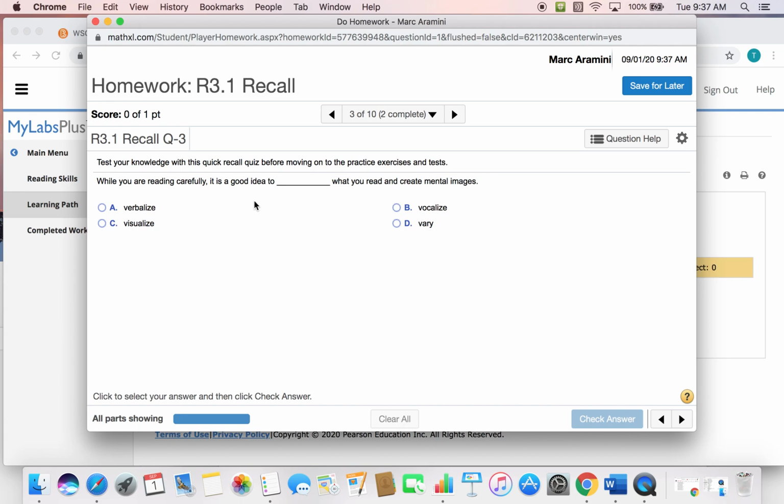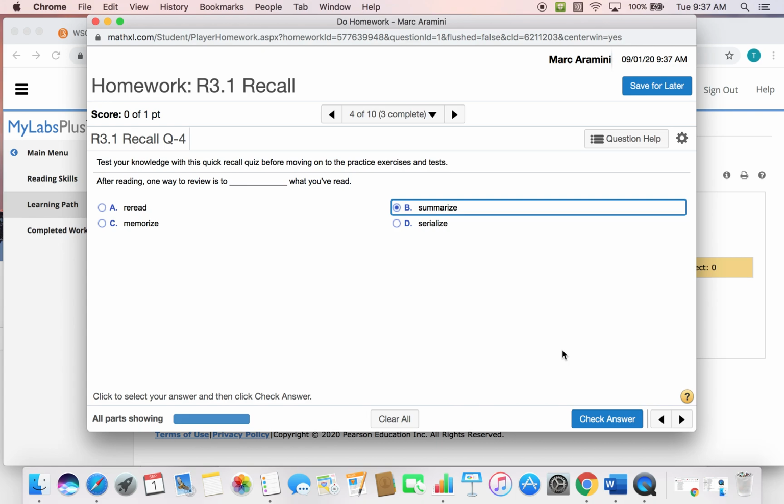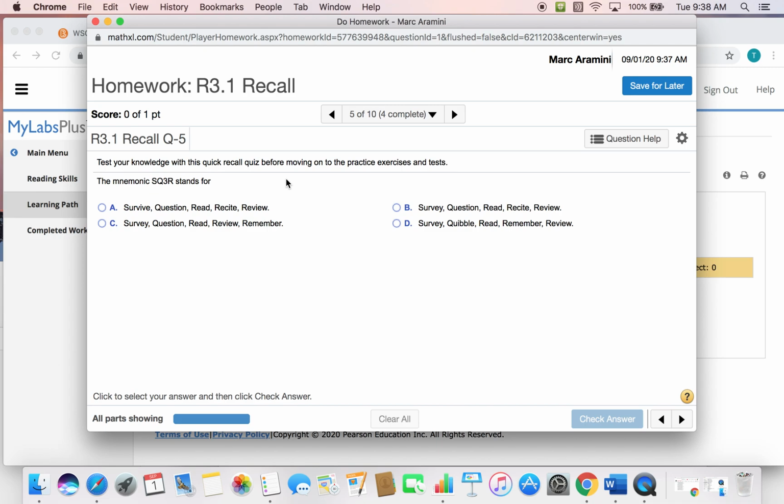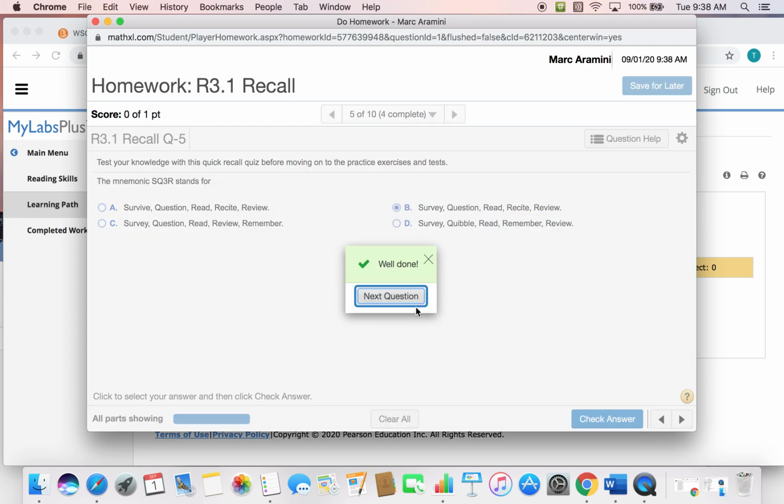When you're reading carefully, it's a good idea to visualize what you read and create mental images. So creating mental images is visualizing something. After reading, one way to review is to summarize it in your own words to review it. The mnemonic SQ3R, we've got survey, question, read, recite, and review. So remember throws us off there, but it's survey, question, read, recite, review.